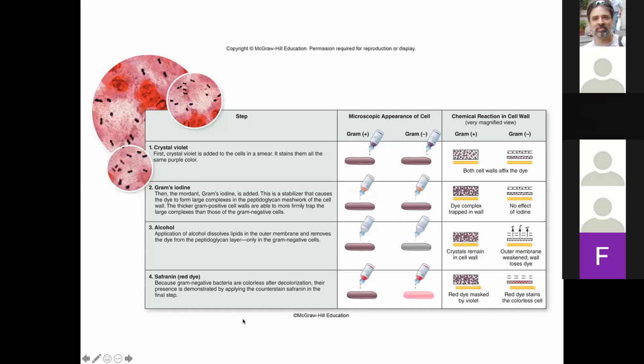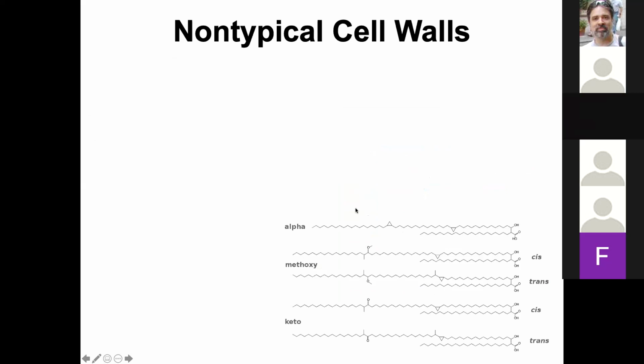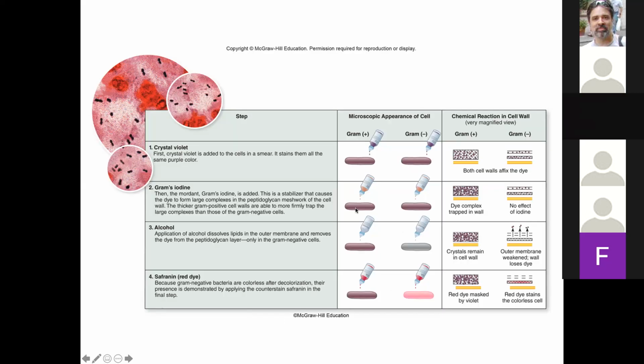You can see that the colors of the cells are going to change as we go through each of the steps. And so that's one of the reasons why when you do a gram stain, you have to make sure and follow the procedure exactly. You can over decolorize and make everything turn pink, or you can under decolorize and everything stays purple. So those steps are critical.